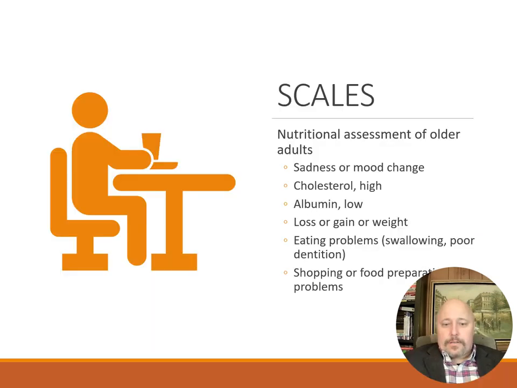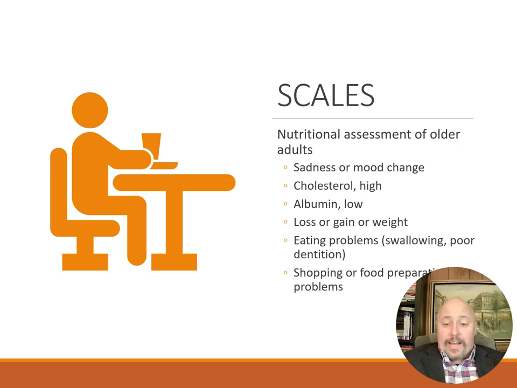One tool used to identify and assess risk factors for poor nutrition is going to be SCALES. And this is going to be a nutritional assessment for older adults that measures S for sadness or mood changes, C for cholesterol, do they have high cholesterol? A is for albumin. Is the albumin low? Albumin is a lab test we can use to measure the patient's protein levels, measure their nutrition. The L in SCALES is going to be loss or gain of weight. E for eating problems such as swallowing, poor dentition. And finally, the last S is shopping or food preparation.